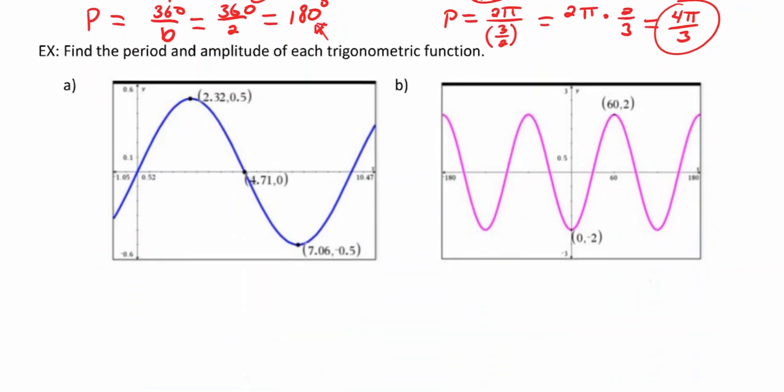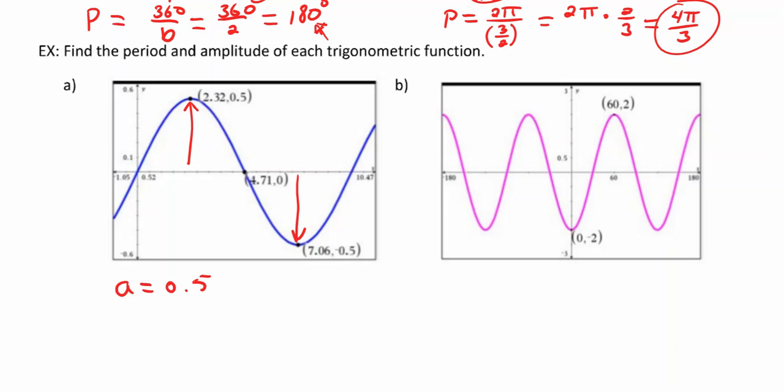All right, moving on down. Now it says find the period and amplitude of each trigonometric function. They've just given us the graph this time, so we just have to know where to find it. For the amplitude, it would be from there to there, or from there to there, just the absolute value of that. This one is symmetric across the x-axis, so it really would just be our y value at that point, wouldn't it? So A would be equal to 0.5.